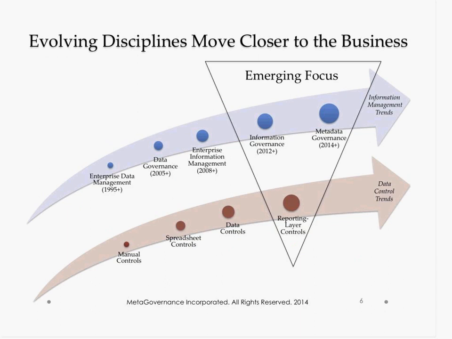Now, one more look at this transition across time. In my view, information governance is an emerging discipline. I'm going to talk a little bit about how I see data governance and information governance as different. I don't want to spend a lot of time talking about the significant differences today, but I'd be happy to take the conversation offline with anyone.